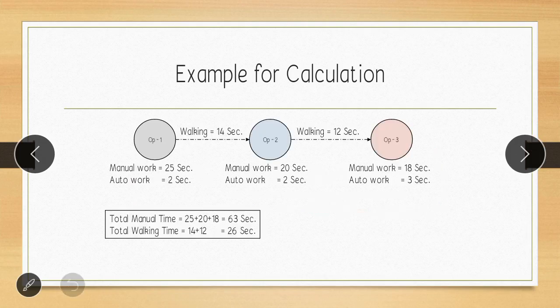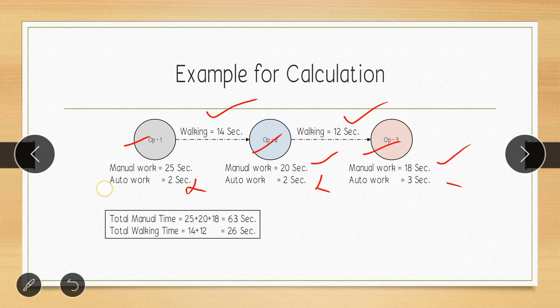Here we can easily understand with an example. For example, here are 3 operations: first, second and third. In the first operation, manual work is 25 seconds and auto work we don't need to do. The working time from operation 1 to operation 2 is 14 seconds. Then operation 2 is taking manual work of 20 seconds and auto work of 2 seconds. Then operation 2 to operation 3 working time is 12 seconds, and operation 3 is taking manual work of 18 seconds and auto work of 3 seconds.